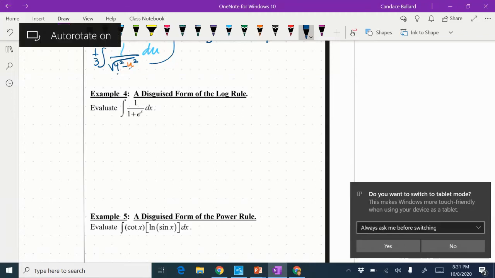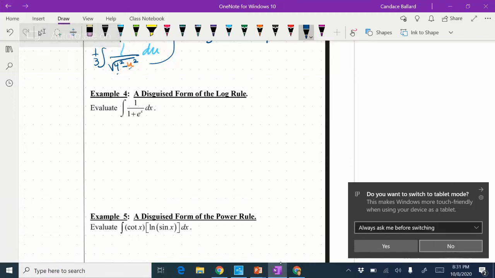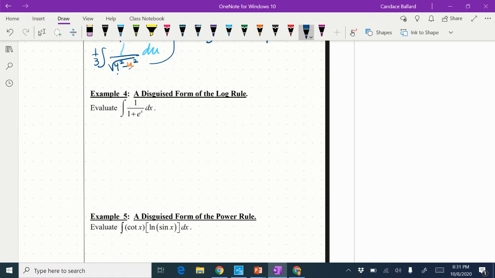So we're continuing our 6-point review section here. We actually have seen one very, very similar, if not exactly the same as this one before. So it's kind of the disguised form of the log rule. The problem is that we would have to have some kind of u sub or something, but we don't have the derivative of e to the x.